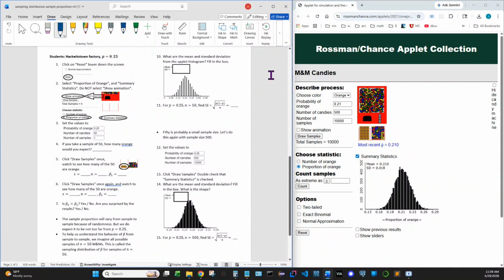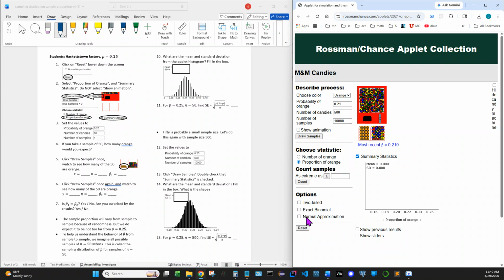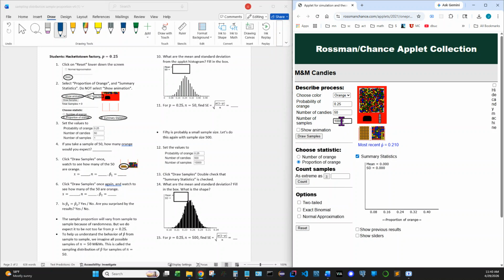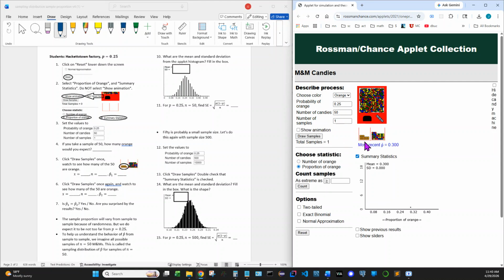So here for Hackettstown, we need to reset everything. And again, we want to make sure that we have proportion of orange selected. We want to make sure that the show animation is not on. It'll still work, it's just a little bit messier with the show animation. And we want to make sure the summary statistics are on. Then because this is Hackettstown, we're going to go to 25%. And again, let's start with a rather small sample of size 50, and we'll just do single samples here. So we're going to do one sample of size 50 M&Ms from the Hackettstown factory. We hit draw samples and we look at the results.